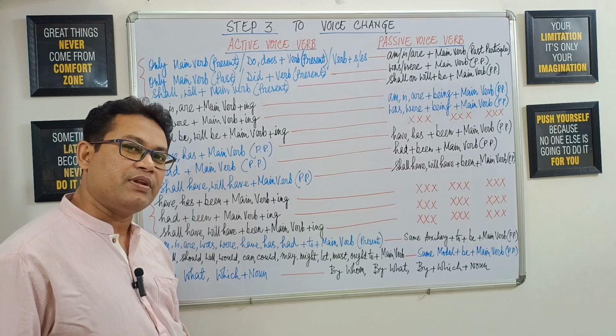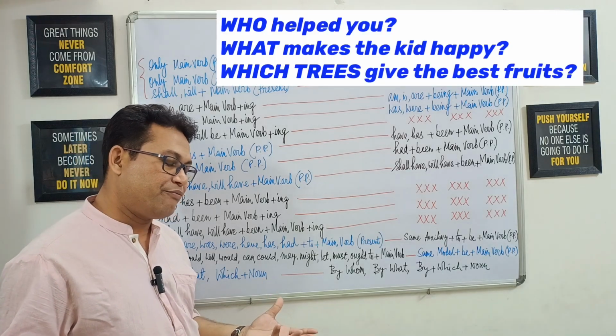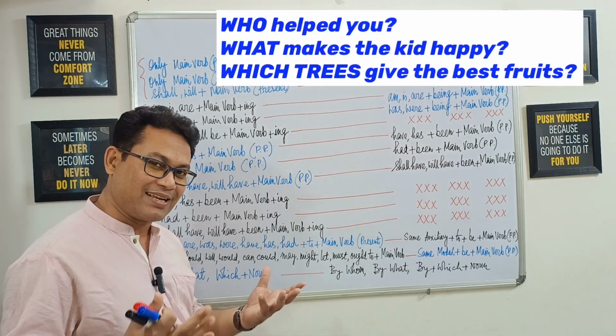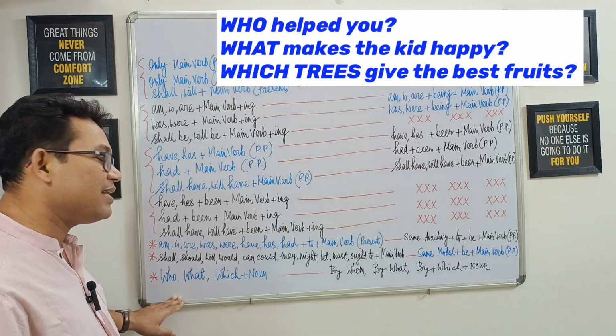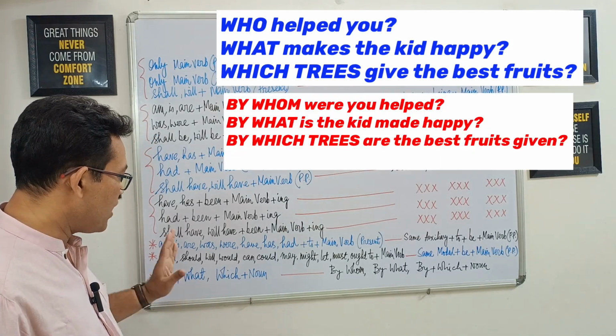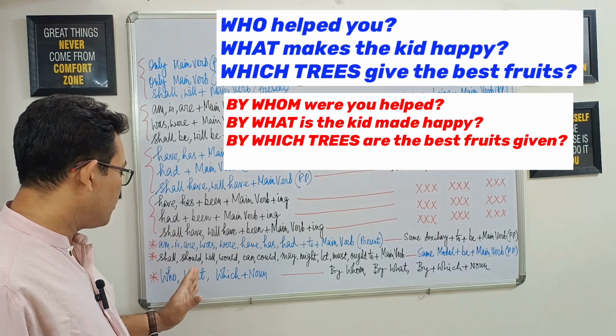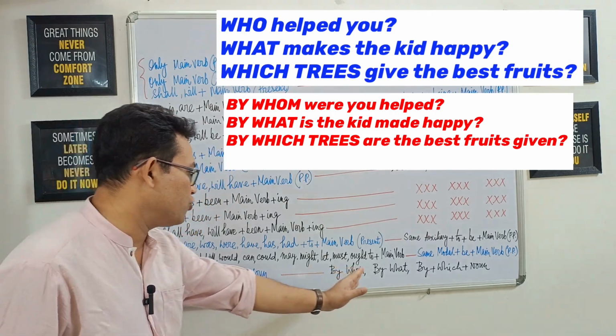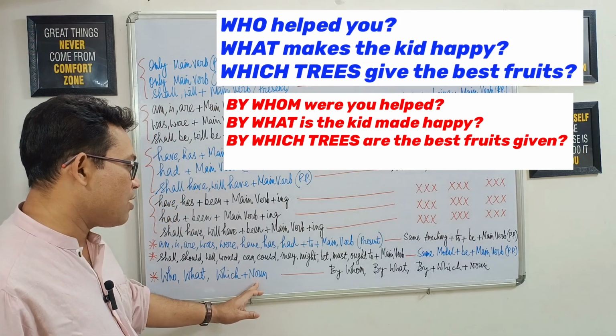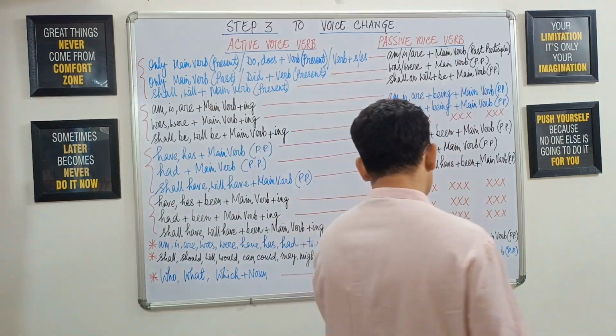Now you see, very often when we frame interrogative sentences, active voice interrogative sentences beginning with these WH words, then in the case of the passive conversion, we have to convert them: who will be converted into by whom, what will be converted into by what, and which plus noun should be converted into by plus which plus noun.